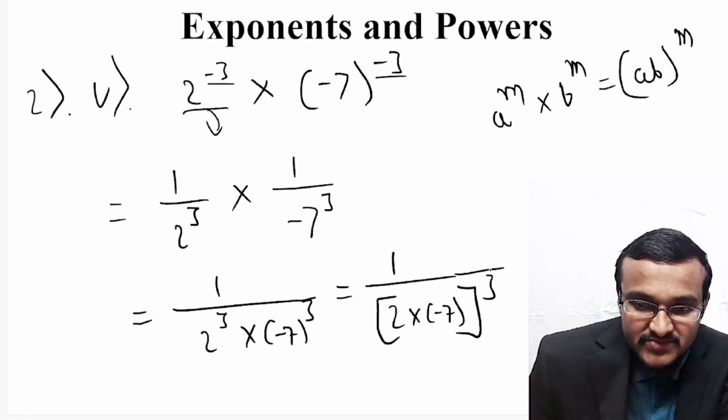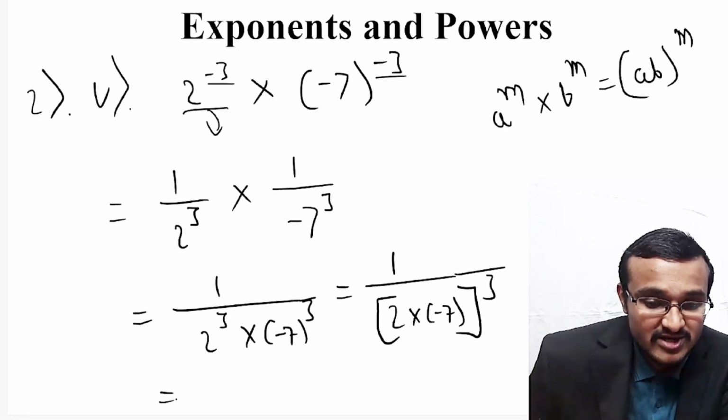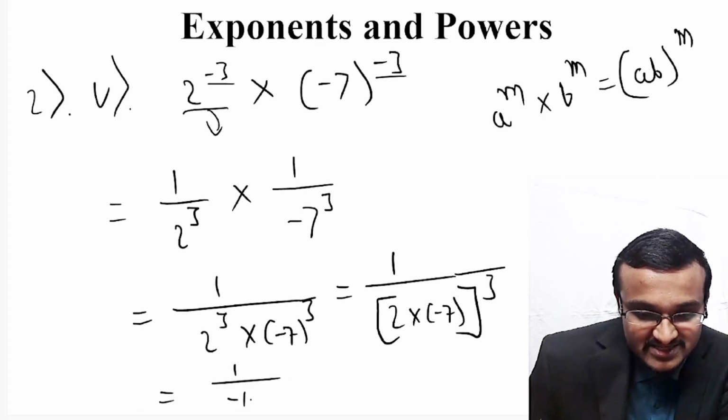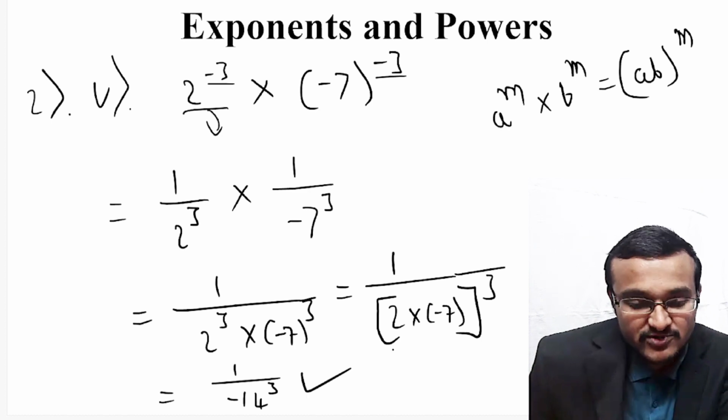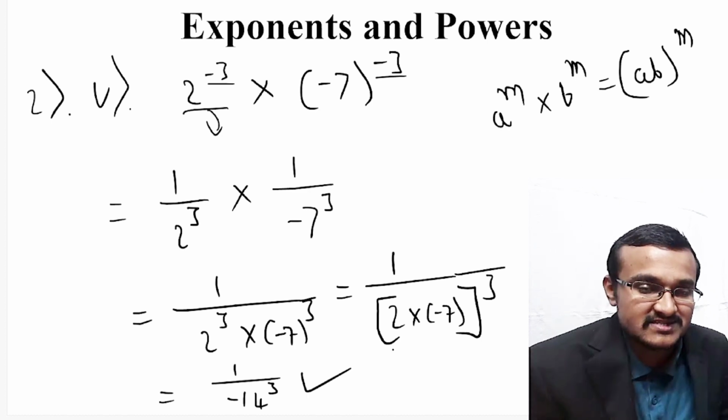So what is 2 into minus 7? It will become minus 14. So 1 divided by minus 14 power 3 is the answer for this fifth question in this second question.